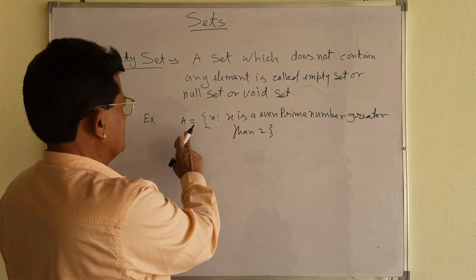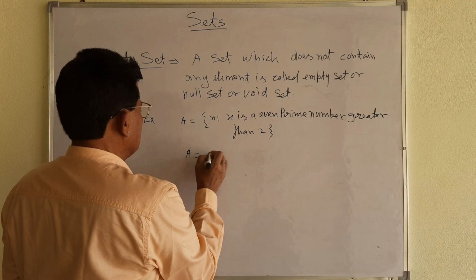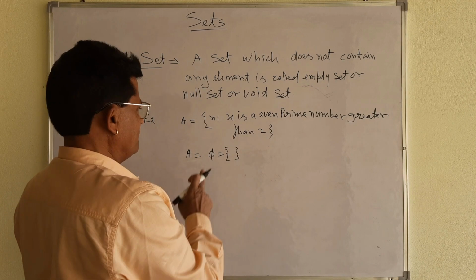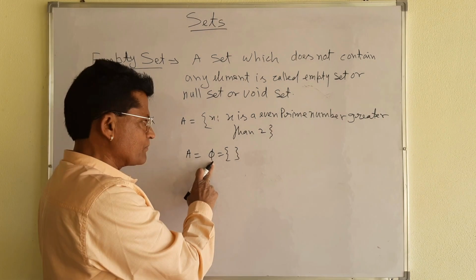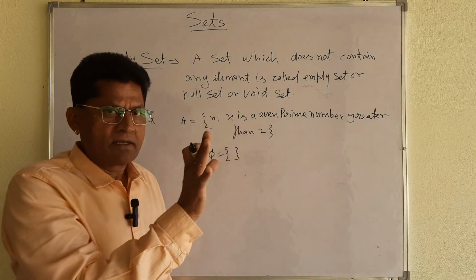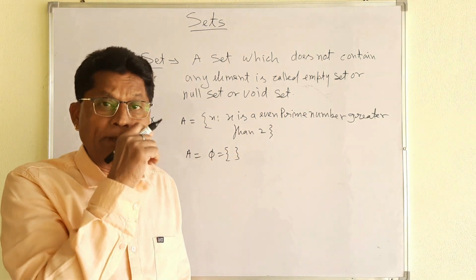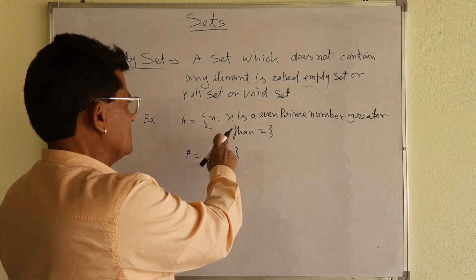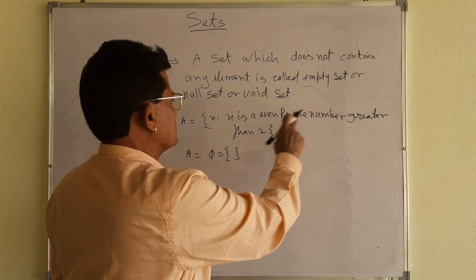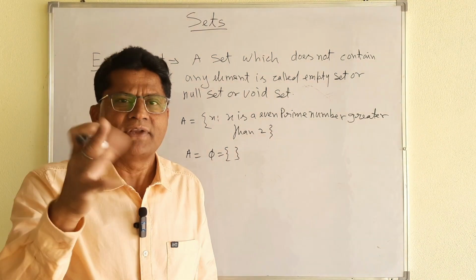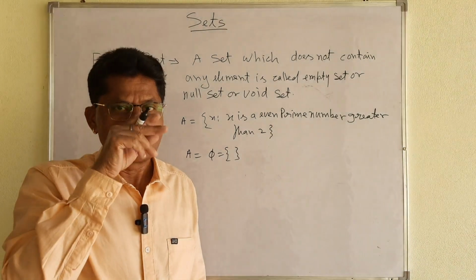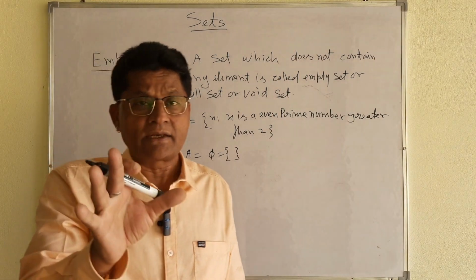Then what does it mean? Set A will be the empty set. There are two indications: we denote the empty set by phi or by braces. These braces, without any element, also indicate that the set is empty. Look carefully, easily I am telling you what will be the empty set. x is an even prime number greater than 2. There will not be any even prime number greater than 2. 2 is the only even prime number. Okay, you can take some more examples. I am telling you verbally.